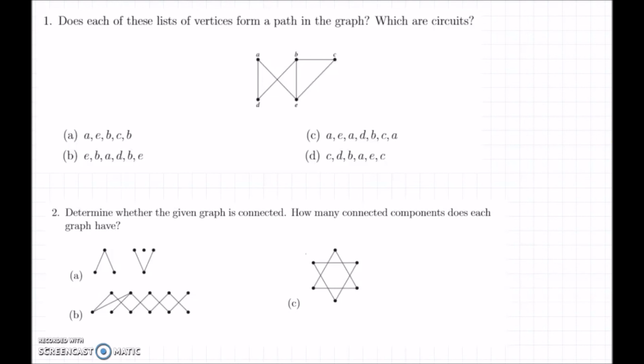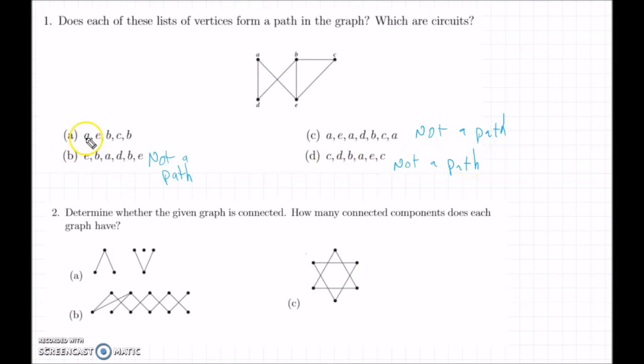Well, since there are no repeated vertices allowed, this one, whoops, that is all bulky. Let me change the size. This is not a path because I have repeated vertices. This one is not a path because there are repeated vertices. This one is also not a path because there are repeated vertices. However, those may still be cycles, circuits.